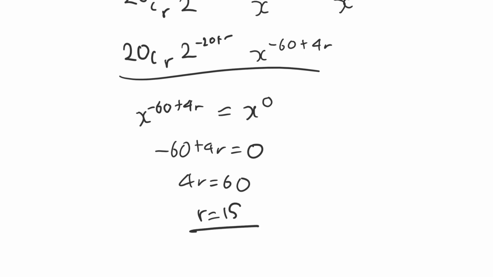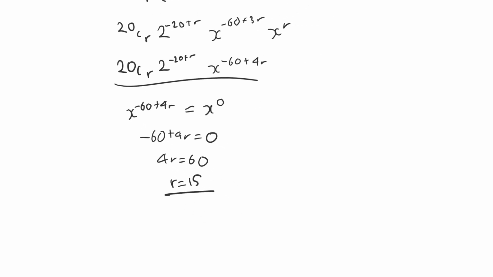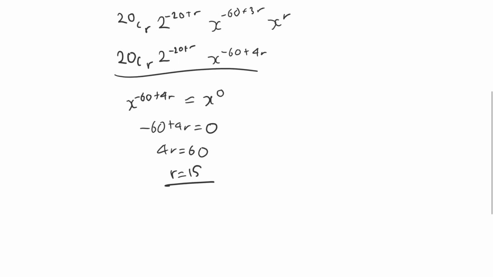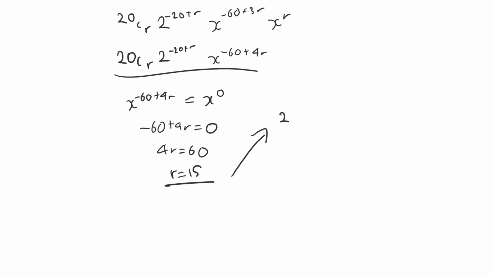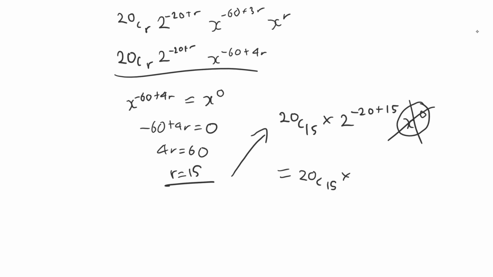But we are not done here. Next, we're going to substitute r equals 15 back into this equation. So we are going to do 20 choose 15, which is my r value, times 2 to the minus 20 plus 15, and then x we already know, minus 60 plus 60 is just 0, so that just becomes 1 and cancels itself out. So this is equal to 20 choose 15 times 2 to the minus 5.